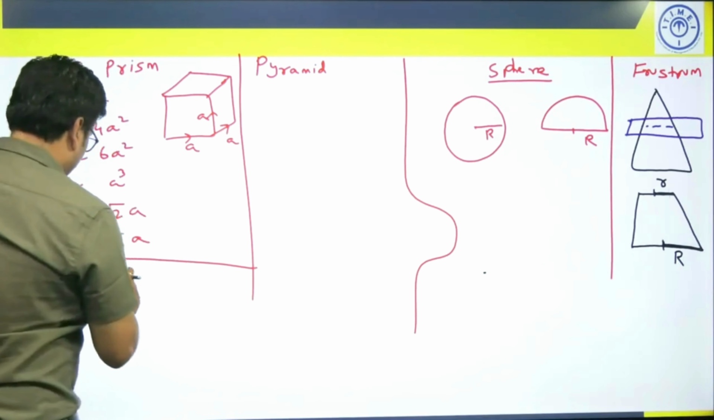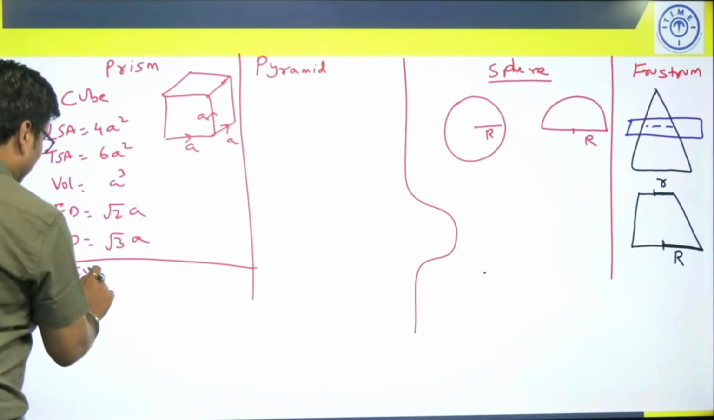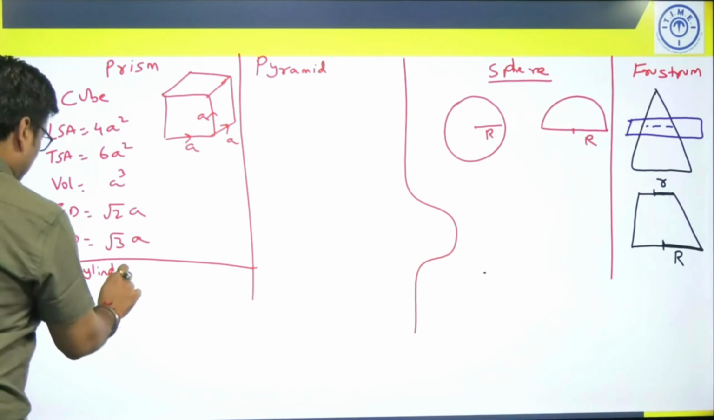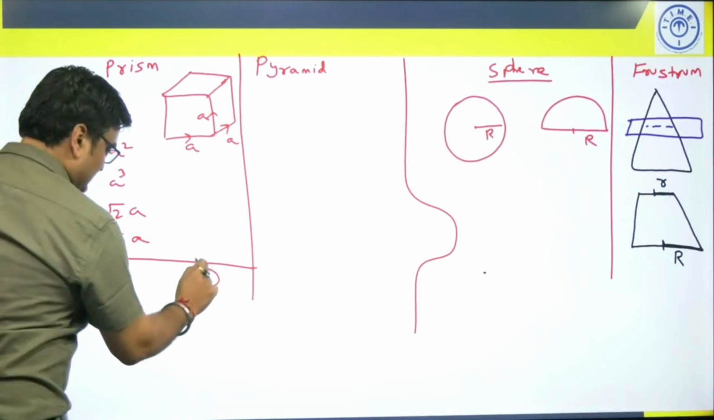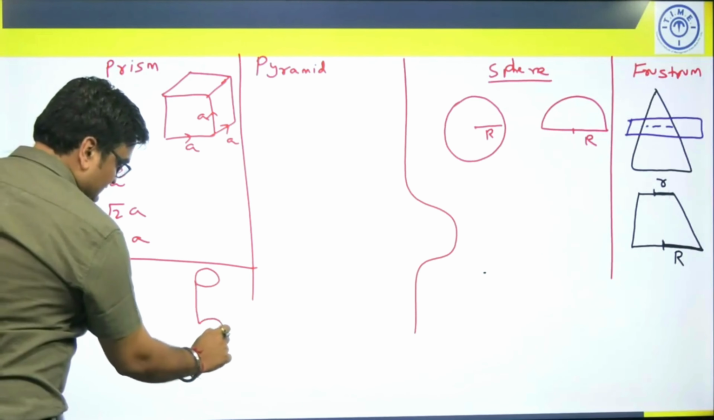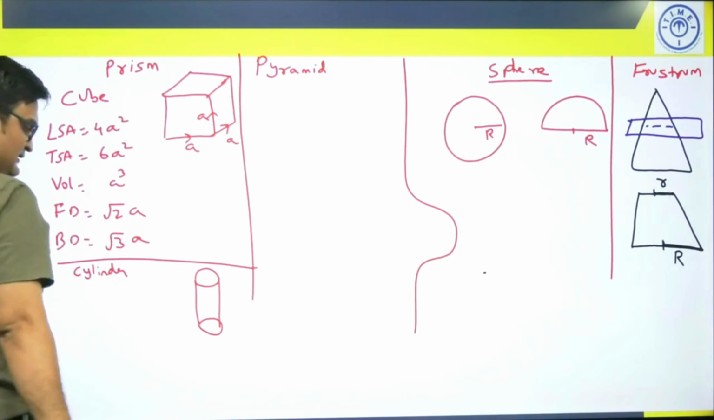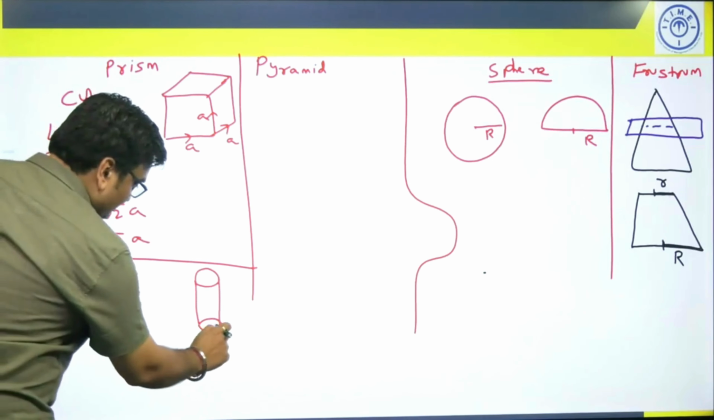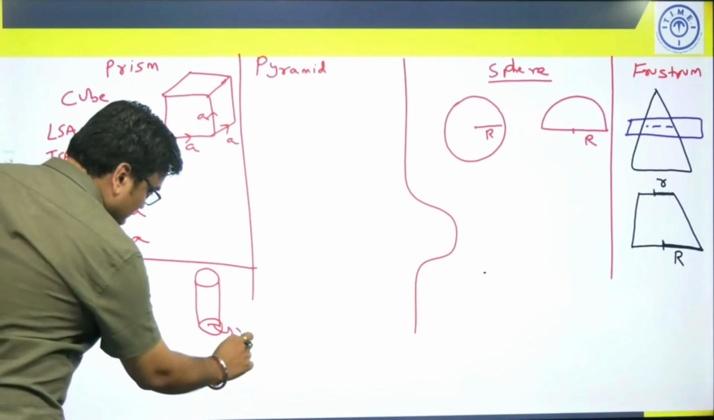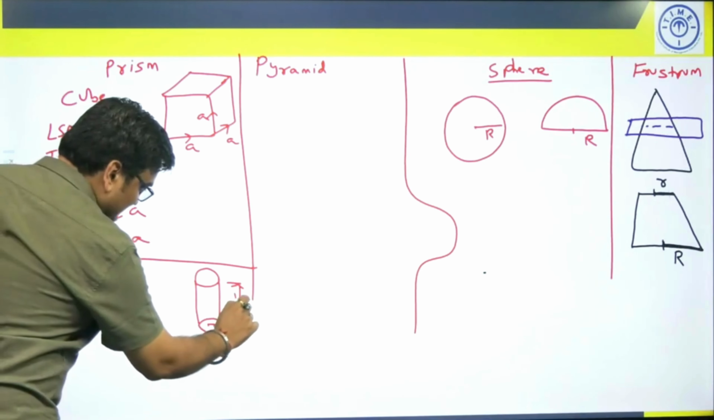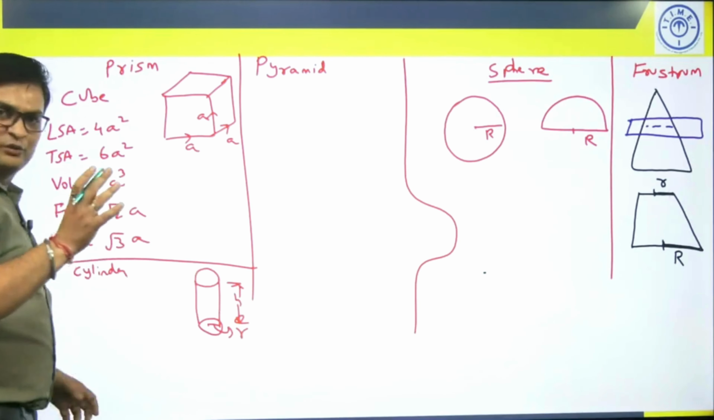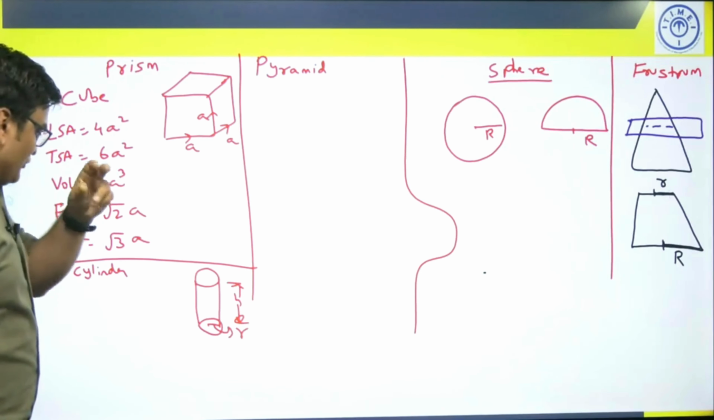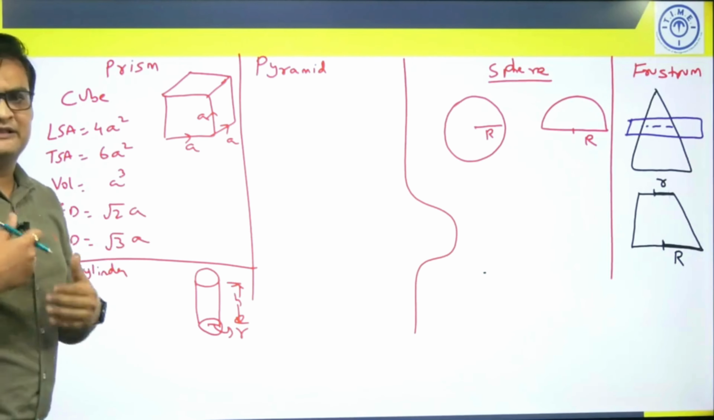Now, one more prism that we have is the cylinder. So a cylinder looks like this. There is a top circle, a bottom circle, identical. Right? A cylinder will look like this. So it will have only two dimensions. One is the radius, the other is the height. Height means perpendicular height only, h. Only two variables, r and h, will give you all the values.